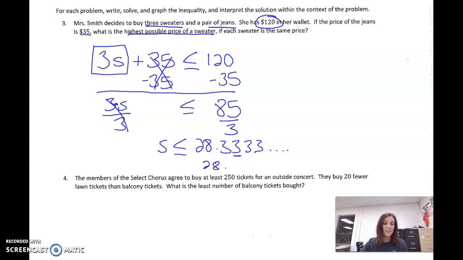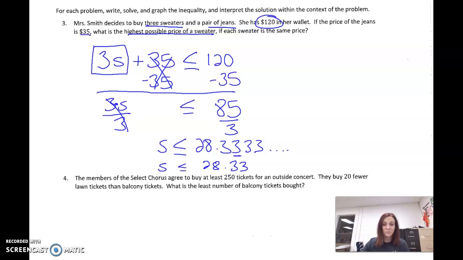And can I say 33 cents? Is it going to be 34 cents? Well, remember, 34 cents is going to bump this up to over 120. Trust me for now, but you could put it into a calculator like we did in the last problem. So I'm going to leave this as $28.33.